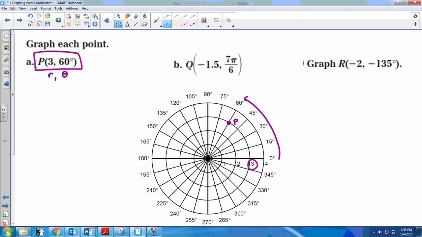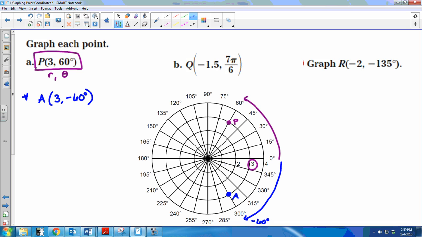Not a big deal. If theta happened to be negative, that's not a big deal either, so I'm going to make up a new example. Point A is (3, -60°). If we have a negative angle, we've talked about that a lot, you just go clockwise instead of counterclockwise. So I would start at 0, and I would go negative 60 degrees. Negative 60 degrees is the same place as 300 degrees, and I would still put my point at a distance of 3 from the pole. Okay? Not a big deal.